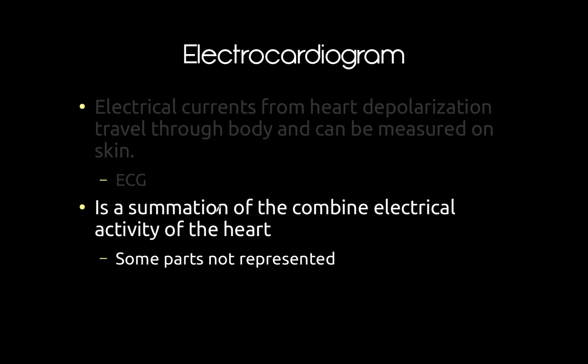So some things get obscured and some things don't really show up. For instance, the actual operation of the SA node and the AV node is too weak to show up on EKG, and some things occur at the same time, so they don't show up there as well. Okay, so let's talk about the individual components of this.